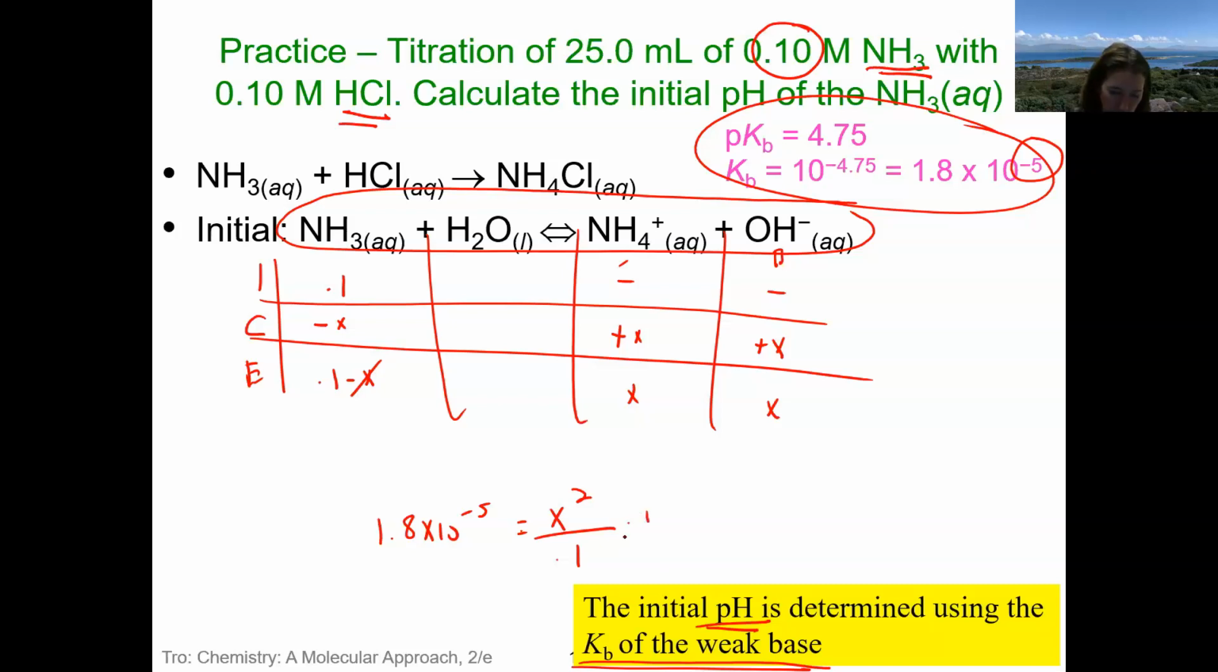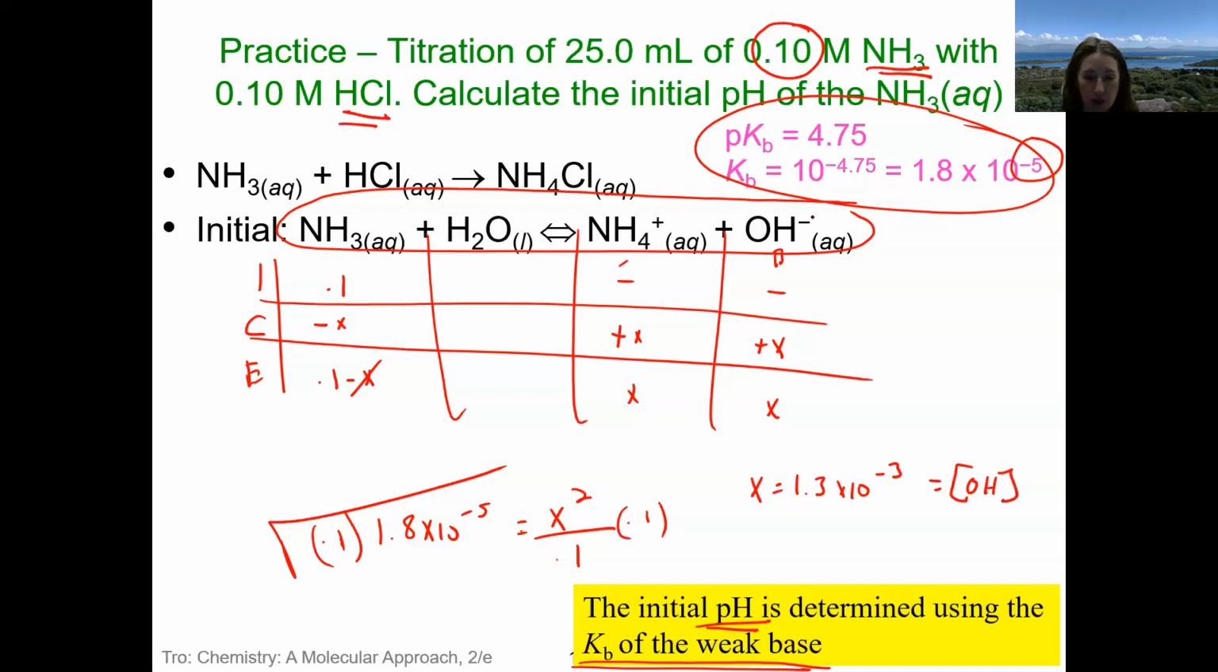Multiply by 0.1, and take the square root, right? And we get X is equal to 1.3 times 10 to the negative 3. But remember, this is OH, because this is the base, so this is a Kb. All three of those things are true if we've got bases.